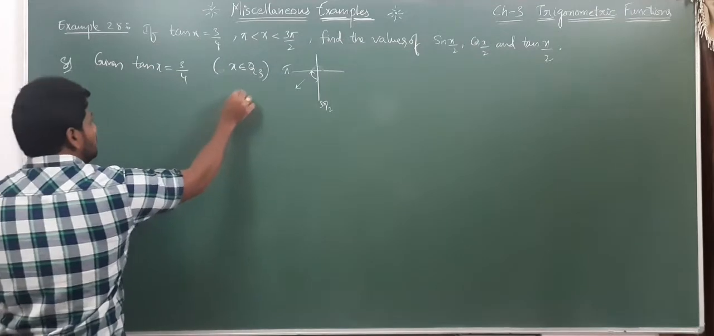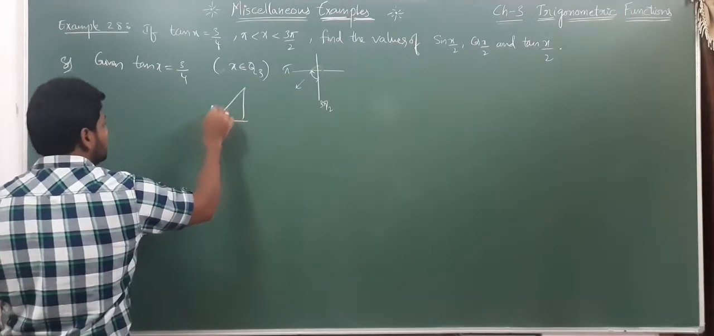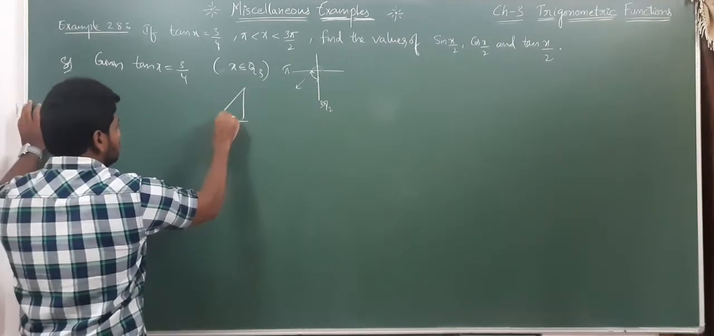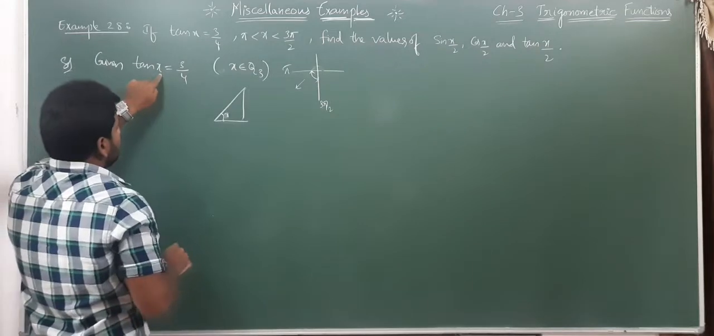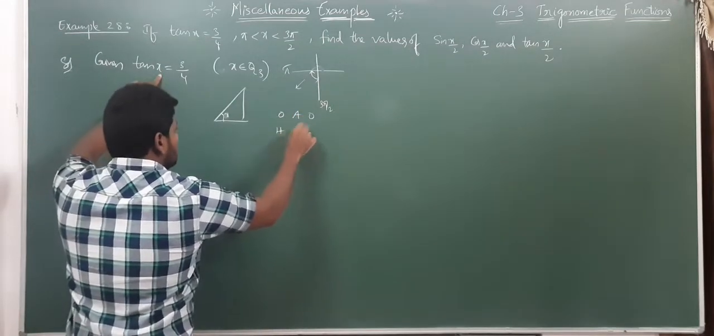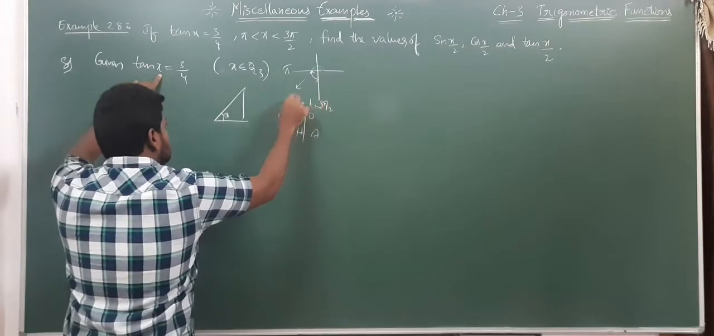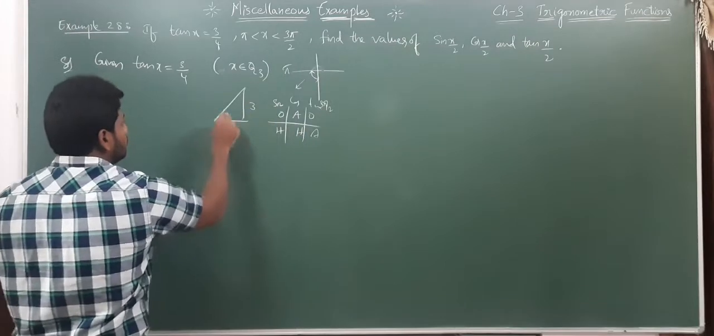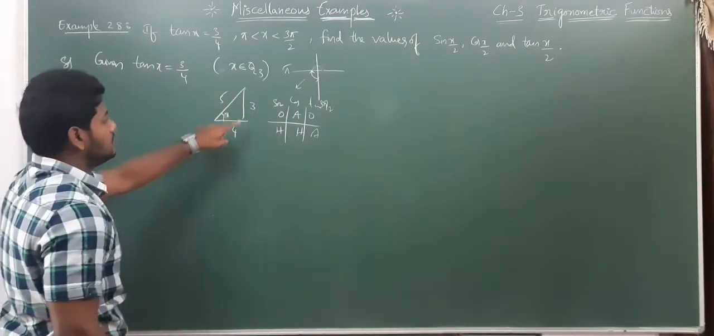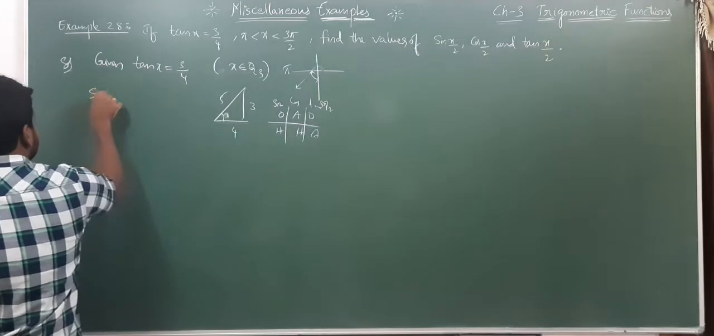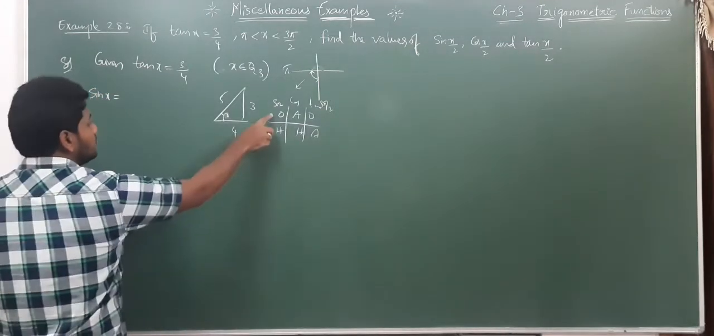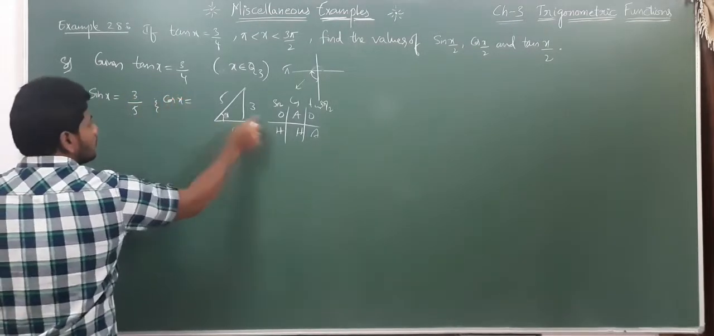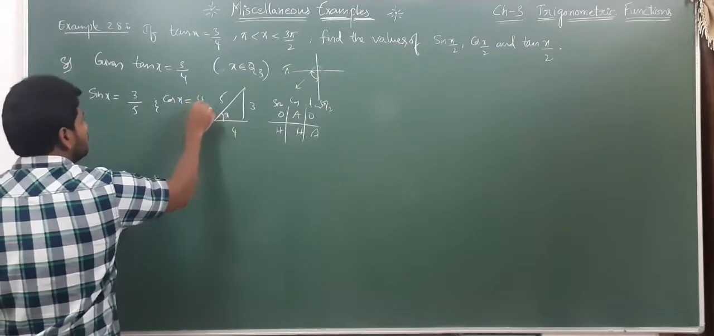So if tan x equal to 3 by 4, according to this right angle triangle, here it is x. Pythagoras theorem. Tan is opposite by adjacent, 3 by 4. So this side will be 5. If it is 3, 4, 5, what is sin x? Sin x is equal to opposite by hypotenuse, 3 by 5. And what is cos x? Cos x equal to adjacent by hypotenuse, 4 by 5.